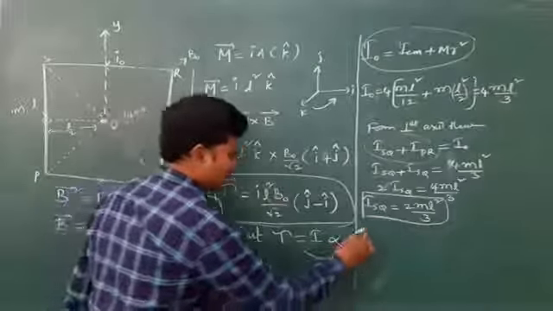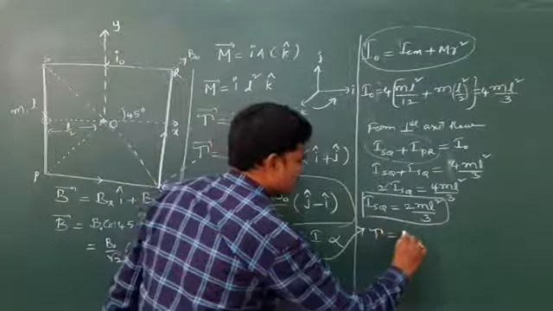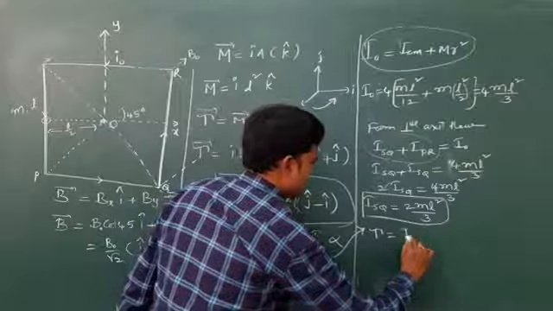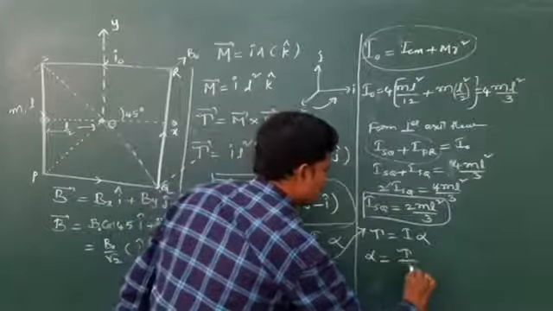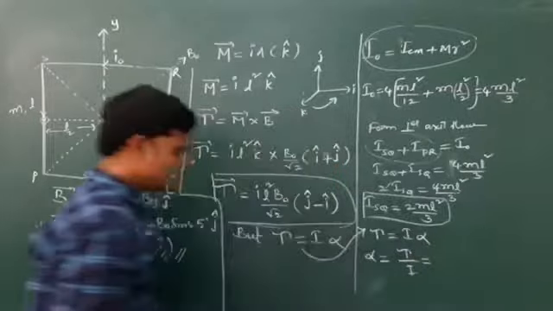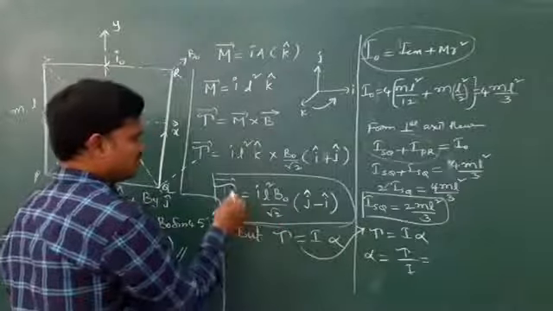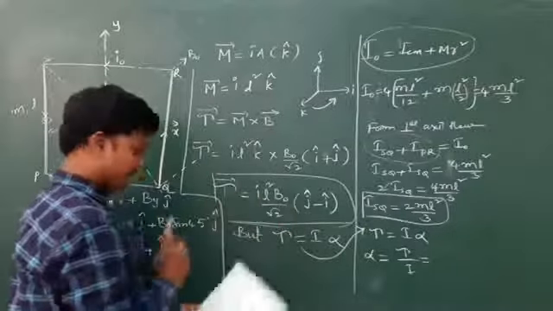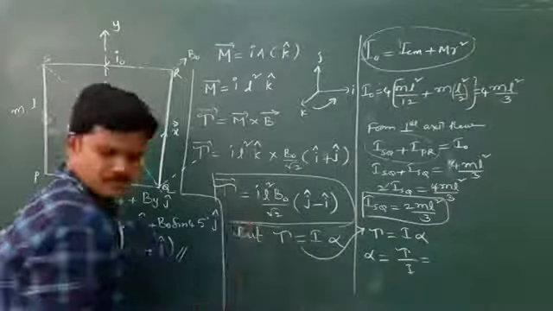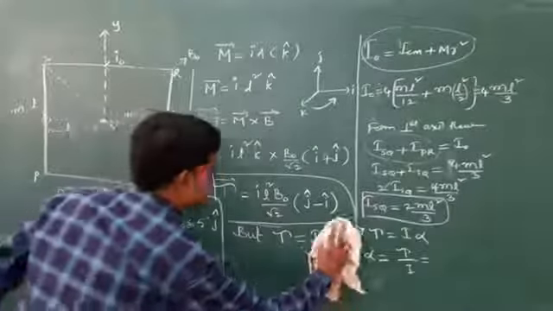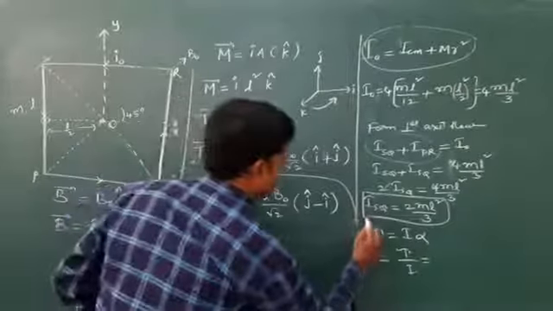Therefore, use this formula: tau is equal to I alpha, which gives alpha equal to tau by I. Tau we anyhow got in vector form. See, if you take the magnitude, what is the tau here? Take the magnitude.